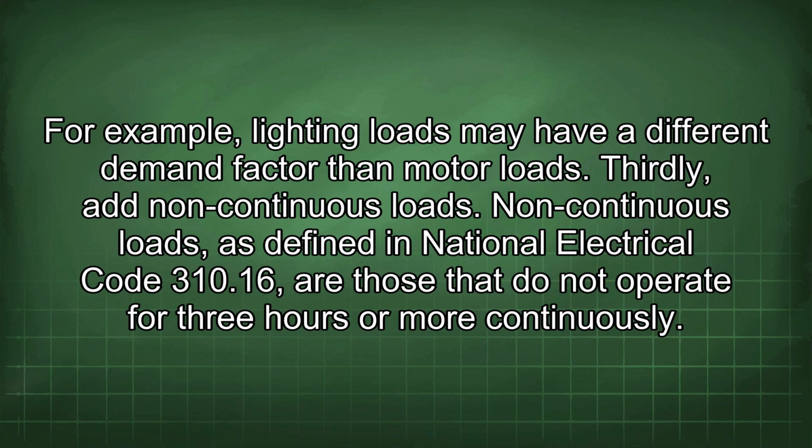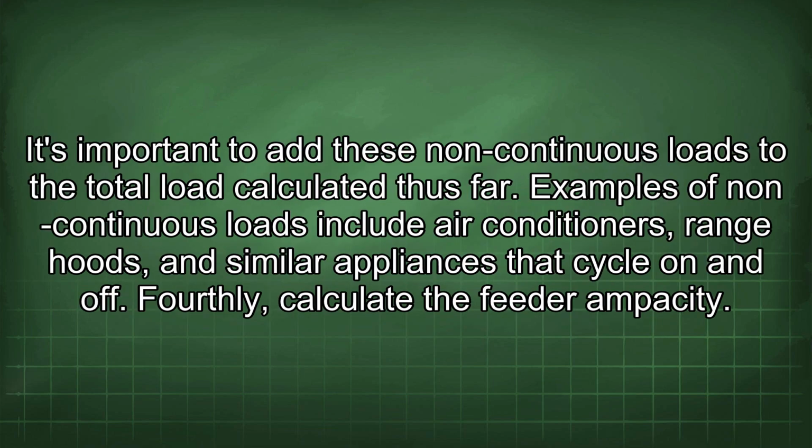Thirdly, add non-continuous loads. Non-continuous loads, as defined in National Electrical Code 310.16, are those that do not operate for 3 hours or more continuously. It's important to add these non-continuous loads to the total load calculated thus far. Examples of non-continuous loads include air conditioners, range hoods, and similar appliances that cycle on and off.